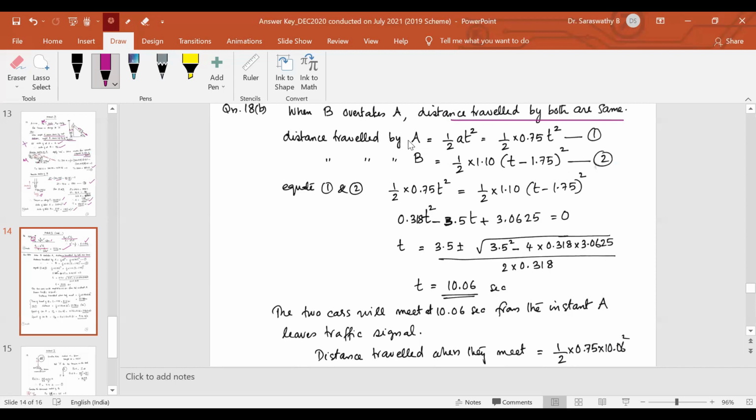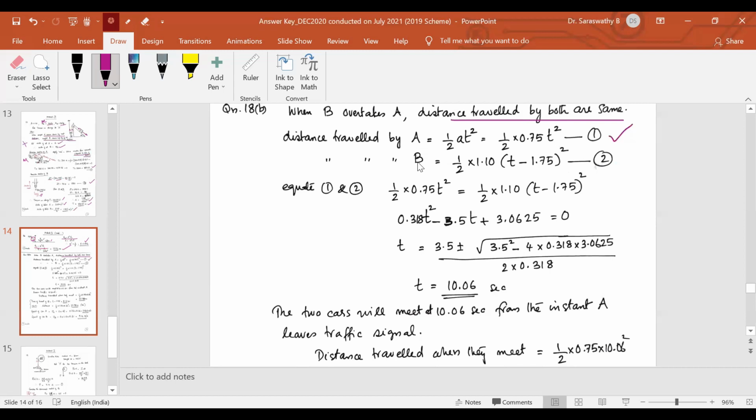Distance traveled by car A is ut plus half at square. It is stopped at the signal, so it starts with an initial velocity 0. So u is equal to 0. So ut plus half at square is only half at square. Distance traveled by car A is half a t square, where the acceleration is given as 0.75.